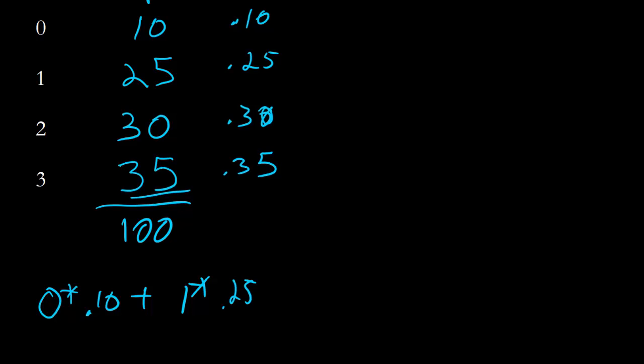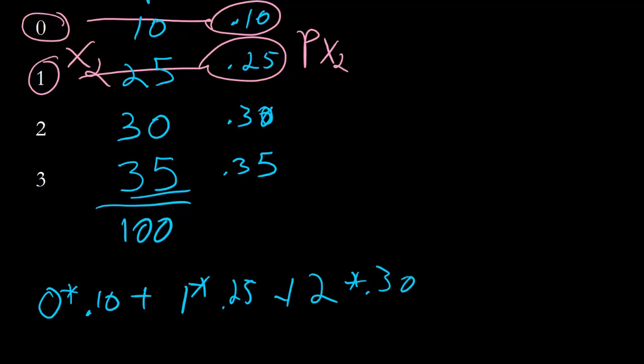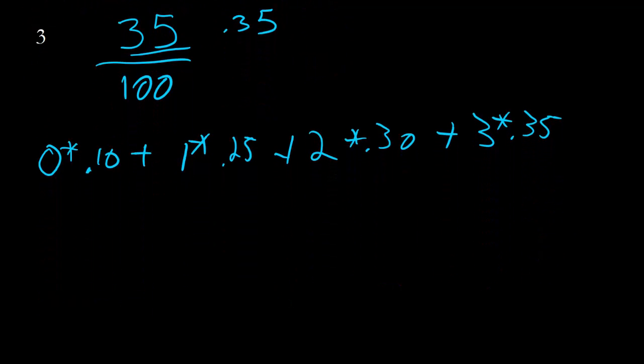And all I'm doing here is I'm taking this guy and I'm multiplying it by this guy. And then I'm taking this guy and I'm multiplying it by this guy. That's x and the probability of x, or x sub, in this case that's x sub 2, times the probability of x sub 2. All right, so that's going to be plus 2 times 0.30 plus 3 times 0.35, and so on. And so you add these together.